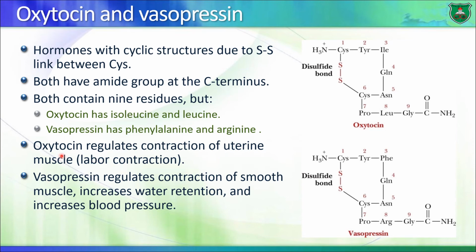Oxytocin is important in labor, muscle contraction during labor, that is during birth. So oxytocin is the hormone that induces contraction. Okay, so whenever contraction is induced in a mother in labor, oxytocin is given to this female. Now, vasopressin, on the other hand, plays a role in contracting smooth muscles in our gut. It increases water retention and it increases blood pressure as well.